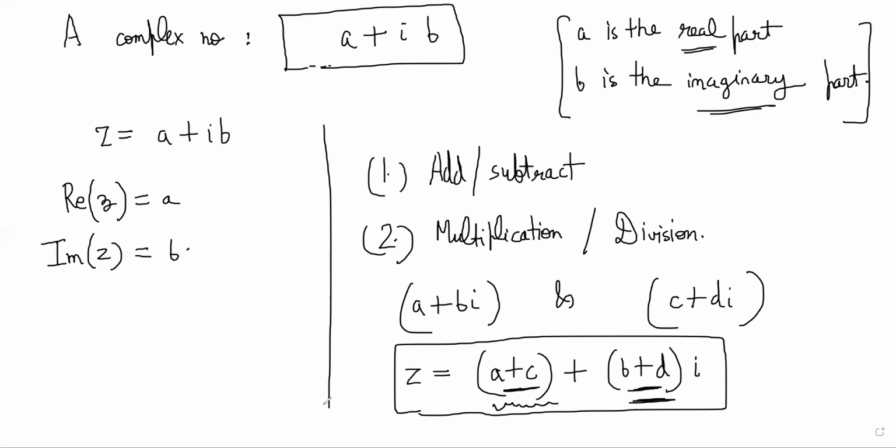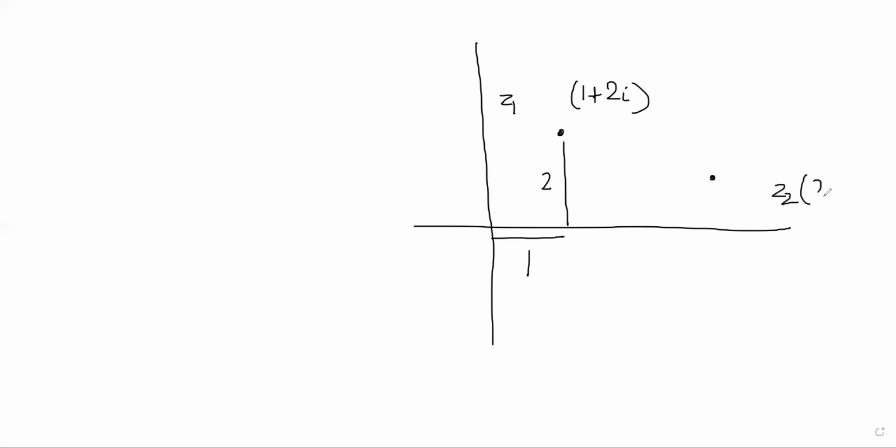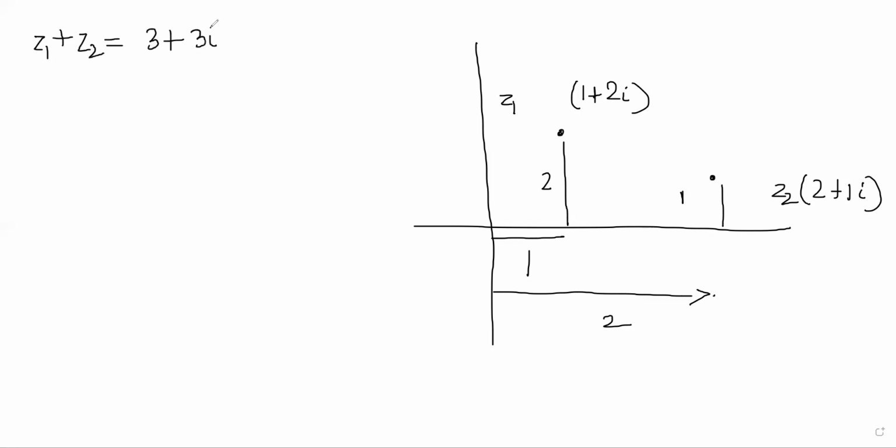And geometrically you can see that this makes sense, because if I had a number z1, which is say 1 plus 2i, so this is 1 and this is 2, and I had a different number z2 which is 2 plus 1i, so this is 2 and this is 1, then if I add these two, according to our rule of addition, I will get 3 plus 3i, which means 1 plus 2 on the x-axis, somewhere here, and again somewhere here. This is your 3 plus 3i.